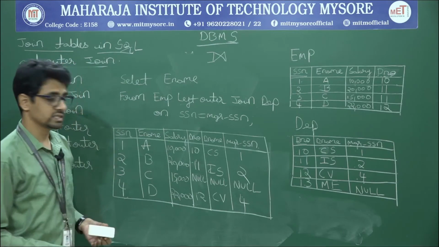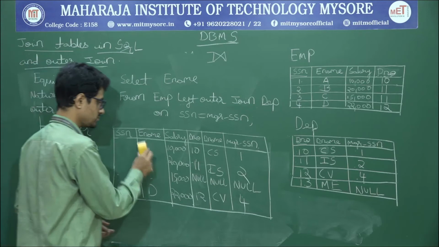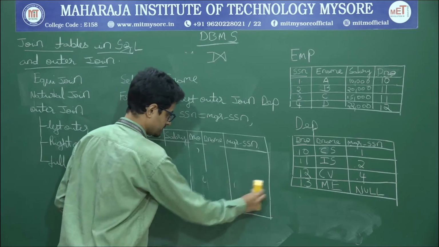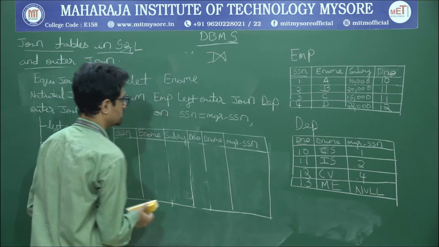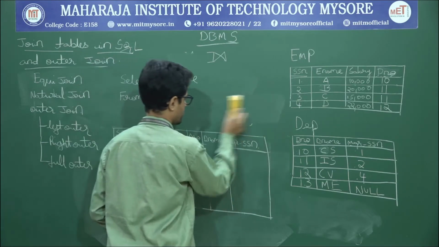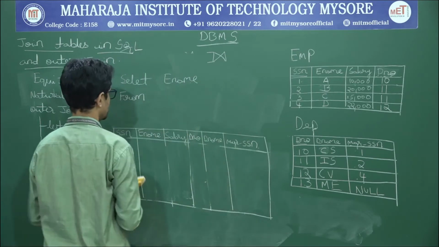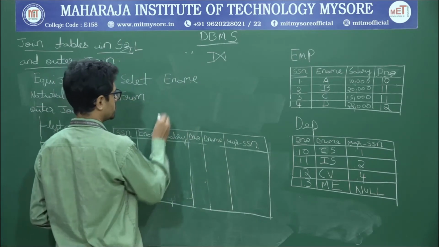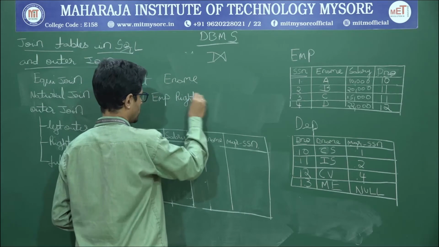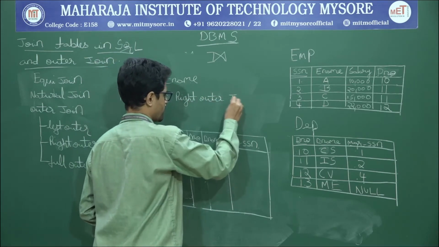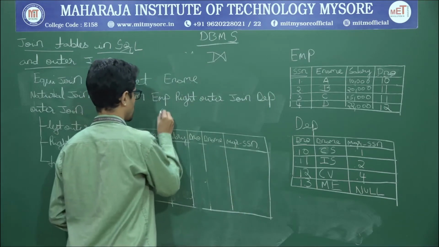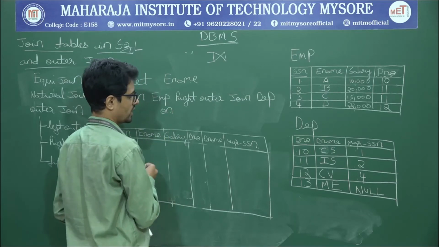So let us understand what this right outer join is now. Same example. From EMP right outer join department on. So I will join now with the department number.